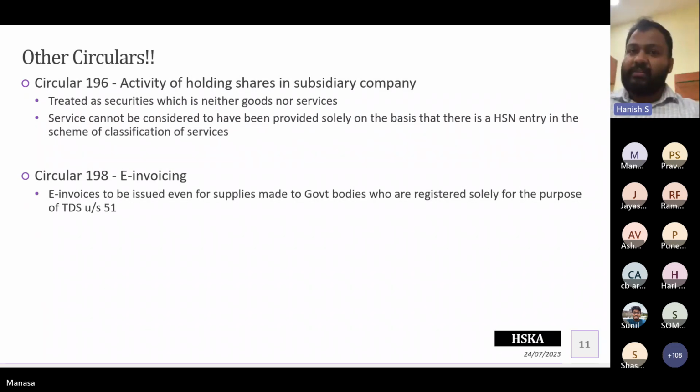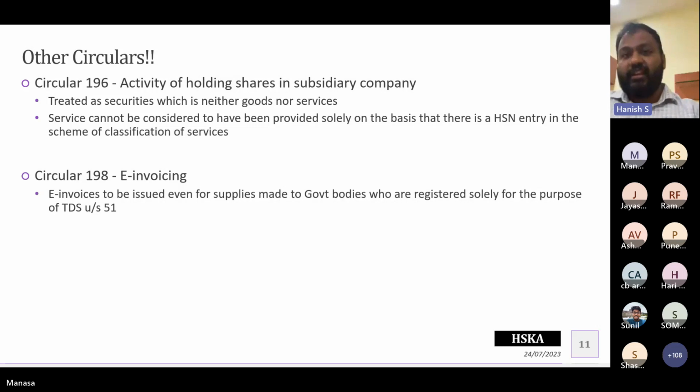So luckily the circular has come which says when a holding company buys the shares of a subsidiary company, it is a transaction in securities which is not liable to tax. But very importantly, this circular says merely because there is an entry in the HSN code, it does not mean it becomes taxable. That reminds me of our excise days, where in excise they said merely because goods are mentioned in the excise tariff, it cannot be made liable to tax. You have to prove that the goods have been manufactured.